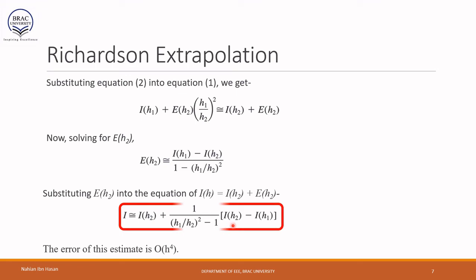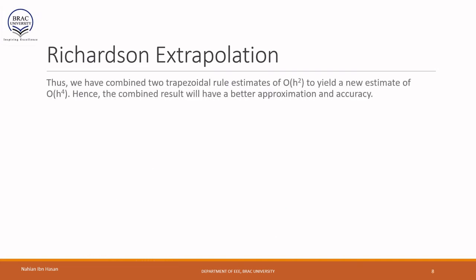Okay, I of h1 and I of h2, those had the order of accuracy, or error, of the order of 2, but we now have the order of accuracy to be 4. So that's a more precise result.